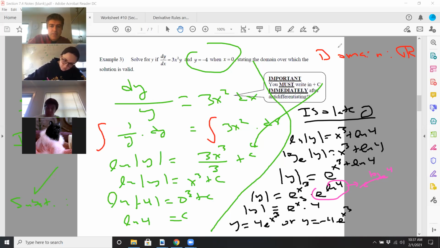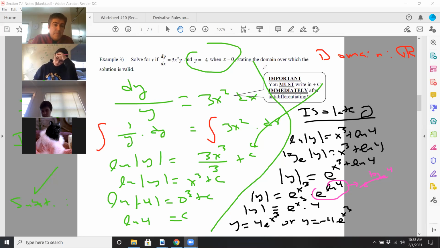Question in the chat. No, of course not. You can't log negative numbers. That's what I said, we can't log negative numbers. Y could equal a negative. They could have a negative. Y could equal negative 4 times that. Why not? That's fine, you have a negative coefficient. I think what I said was you can't log negative numbers.